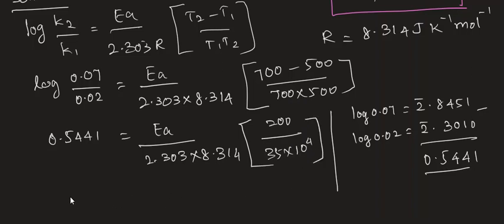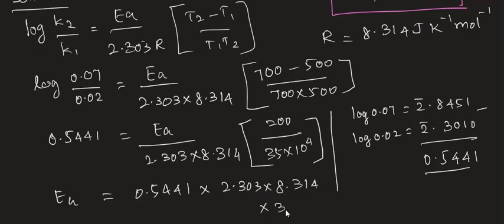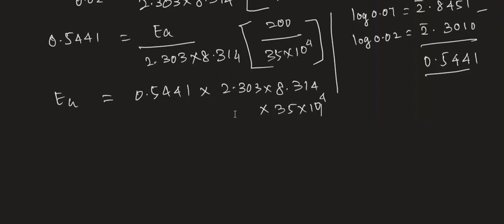Now we can bring everything to this side, and we have to find out EA. Therefore EA is equal to 0.5441 into 2.303 into 8.314 into 35 into 10 power 4, and then the whole divided by 200. Let us work this out by logarithm.